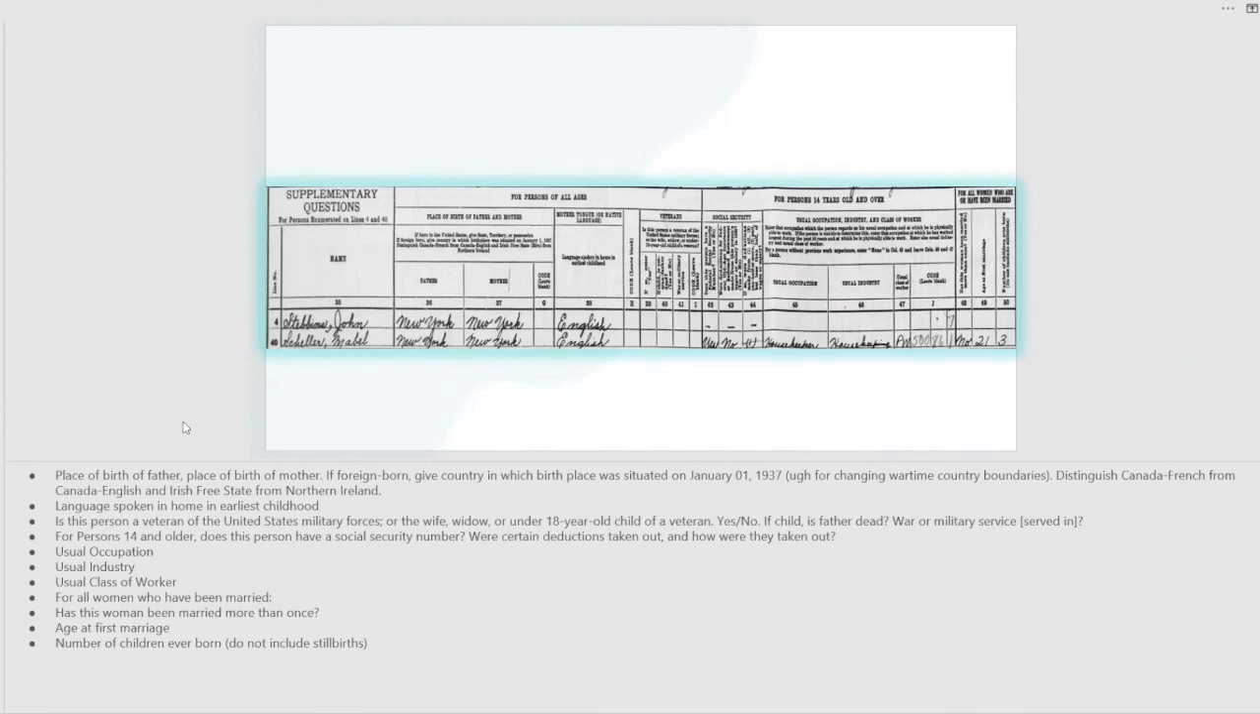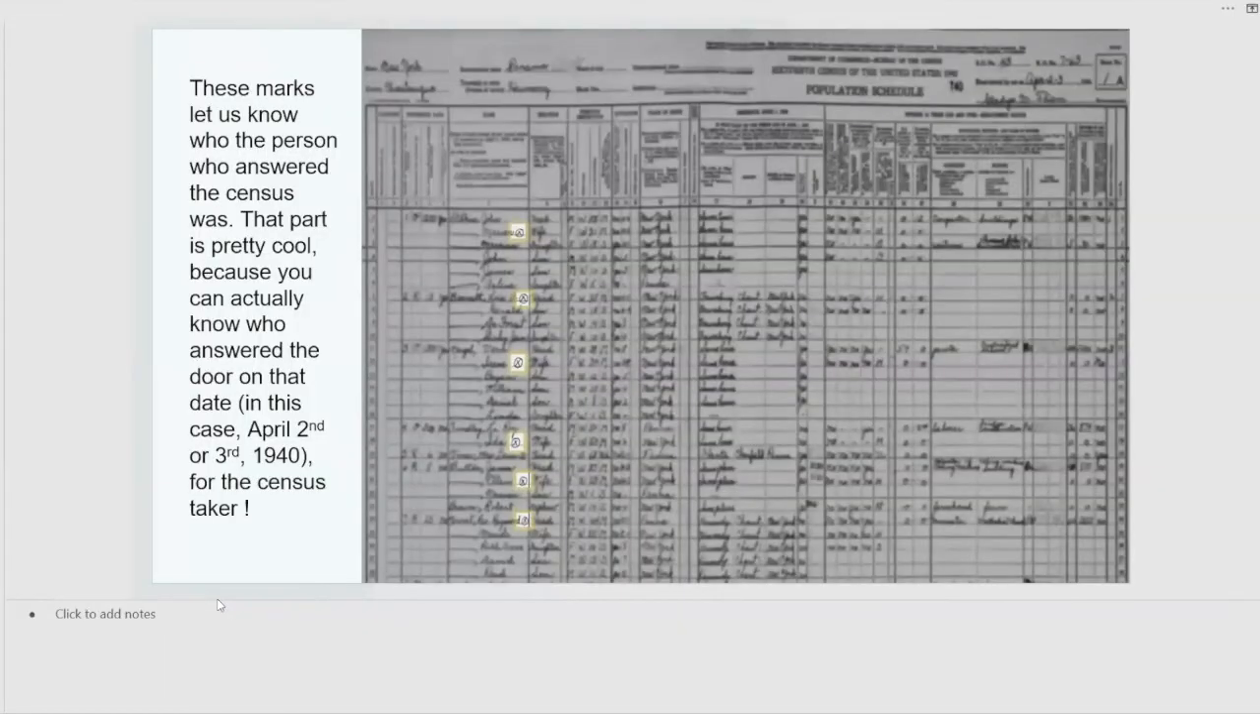Usual occupation, usual industry, class of worker, and for women who have been married, have you been married more than once, age at your first marriage, and number of children ever born, not including stillbirths. So again, we're bringing those questions back, just for certain people, only if you were chosen on those particular lines.